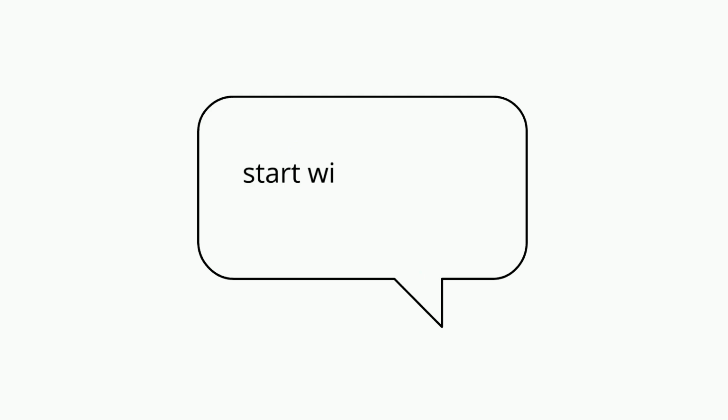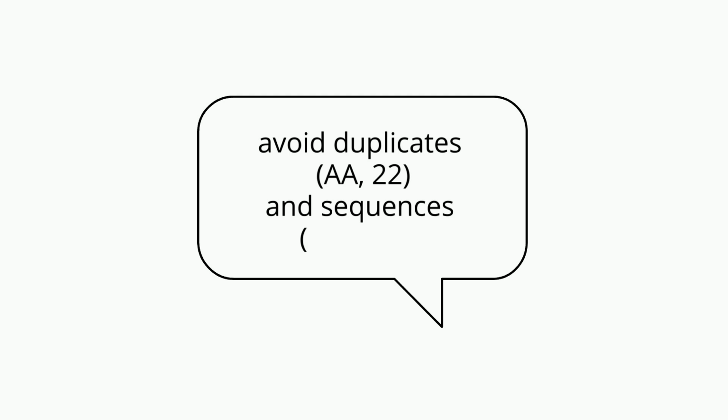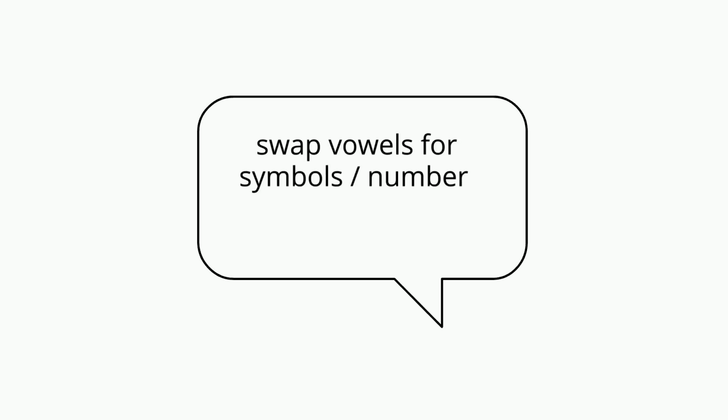Just be sure not to use these examples in your own password. Try adding a special character like an equals or plus sign to the beginning of your password. Avoid using repeated or sequential letters or numbers like AA, 22, ABC, or 123. Swap out vowels for symbols or numbers. For example, the A's in the word banana can be changed to the @ symbol.